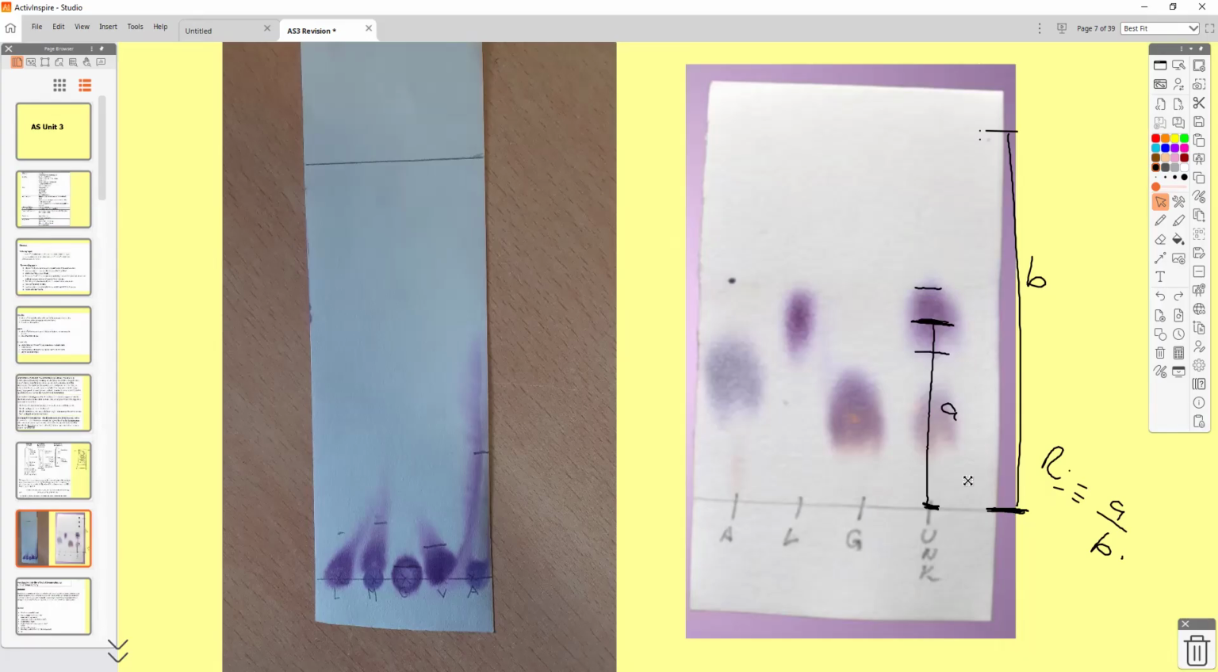Okay, and the solvent should always move more than the amino acids, so it gives you a value of less than 1. Okay, depending on the R groups of the amino acids, more soluble R groups will move further. Larger, less soluble R groups tend to not move as far from your origin line.